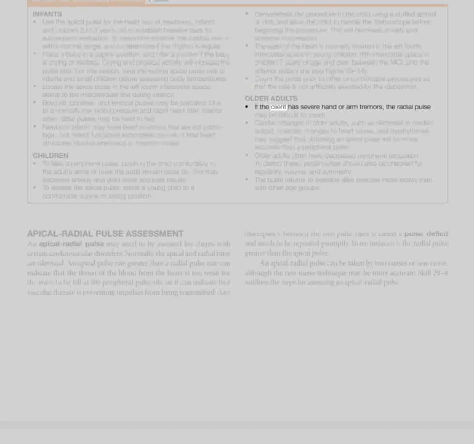Older adults. If the client has severe hand or arm tremors, the radial pulse may be difficult to count. Cardiac changes in older adults, such as decrease in cardiac output, sclerotic changes to heart valves, and dysrhythmias, may suggest that obtaining an apical pulse will be more accurate than a peripheral pulse. Older adults often have decreased peripheral circulation. To detect these, pedal pulses should also be checked for regularity, volume, and symmetry. The pulse returns to baseline after exercise more slowly than with other age groups.